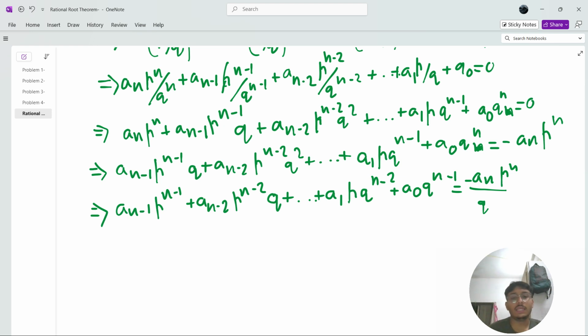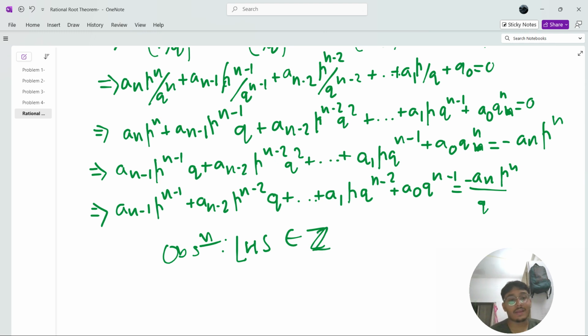Now, one very important observation. What is my observation? I have claimed before that a_1, a_2 up till a_n, they all are integers. So an integer multiplied by any integer is basically an integer. So any linear combination of a_(n-1), a_(n-2) up till a_0, their summation is going to give me an integer. Which means my LHS is belonging to Z.